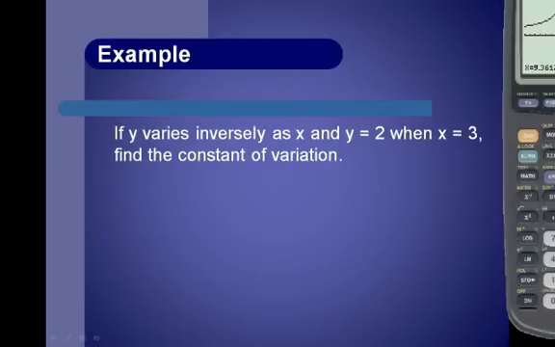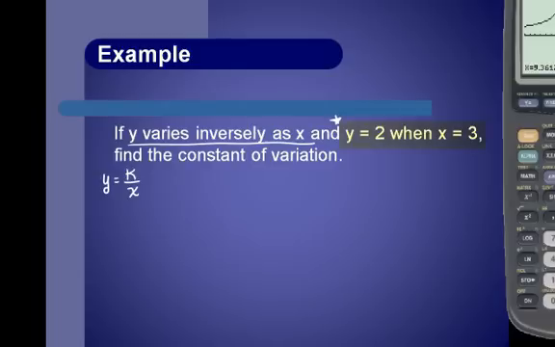Let's do an example. If y varies inversely as x, so we're going to start out, if y varies inversely as x, that means y is equal to k over x for some k. Then they give us a little part of the problem.